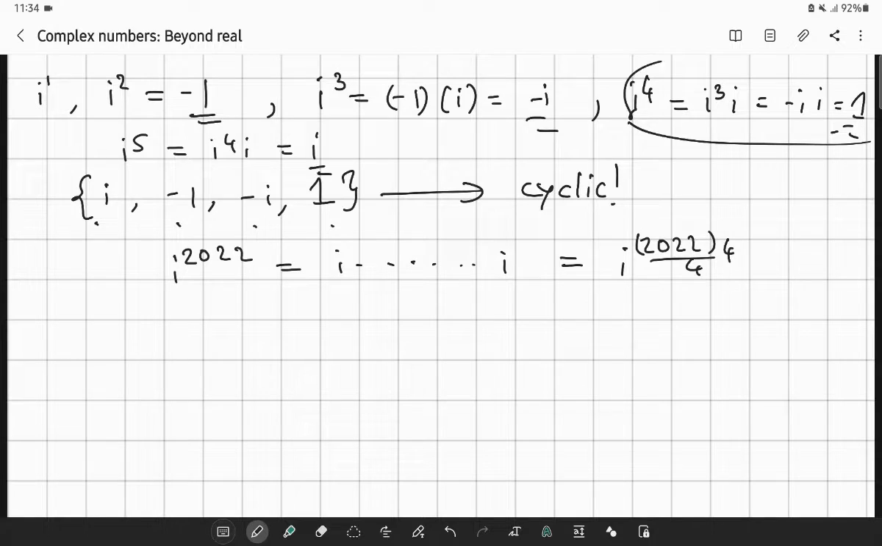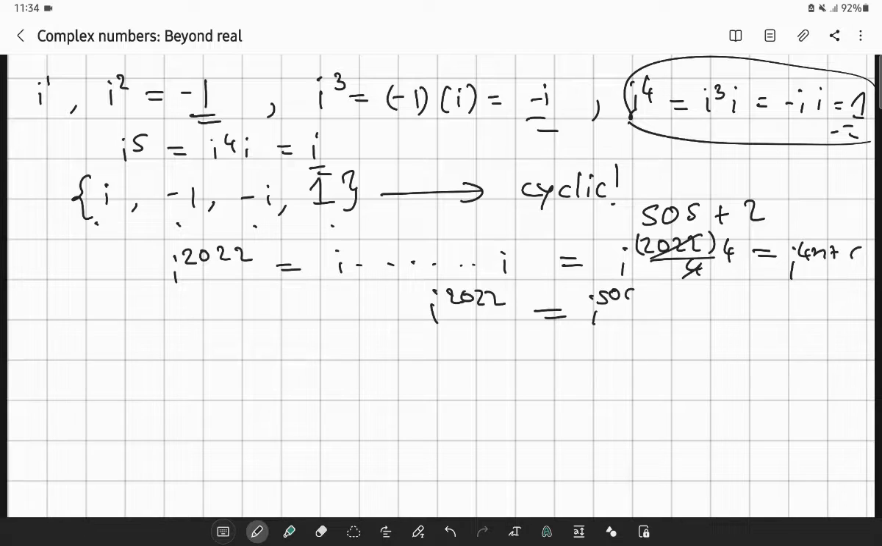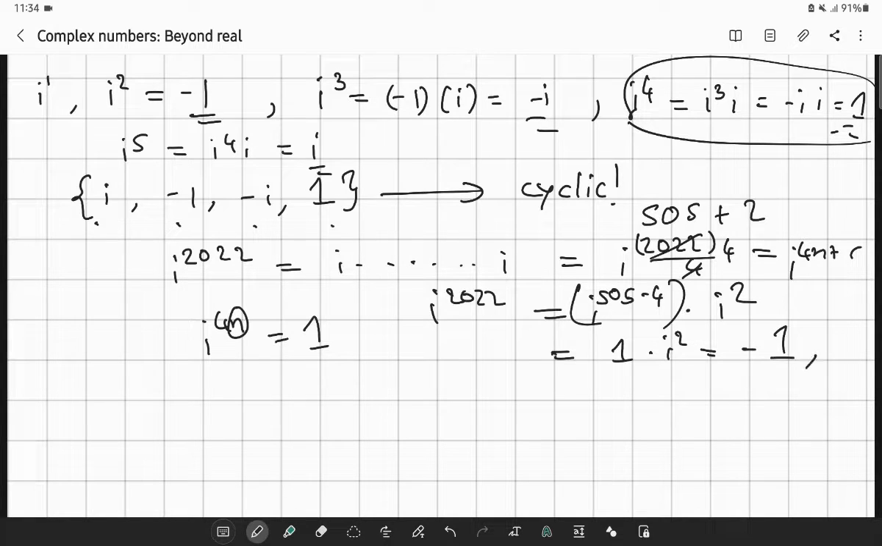Here i raised to 4 is 1. So this equals i raised to 4n plus some constant. Let us find these constants. If I divide 2022 by 4, I have 4 times 5 is 20, and then 0, 5 plus 2. So I have i raised to 2022 equals i raised to 505 times 4 times i raised to 2, right? But we know that i raised to 4n is equal to 1 no matter what n is. So this must be equal to 1 times i squared, which is -1.